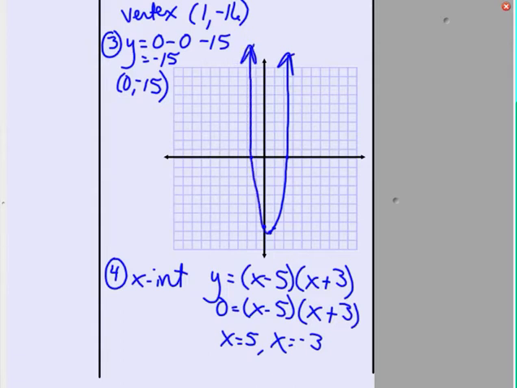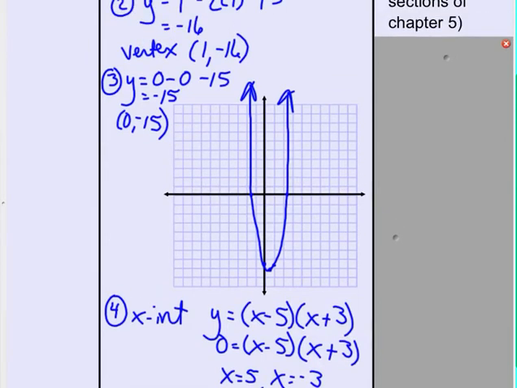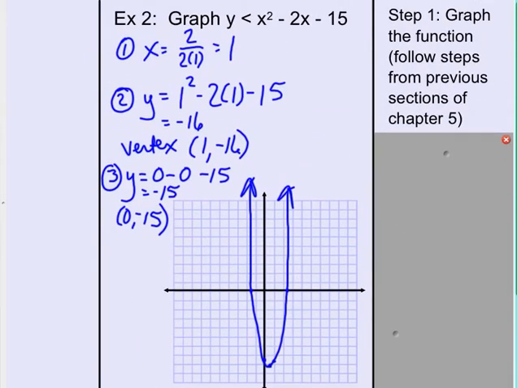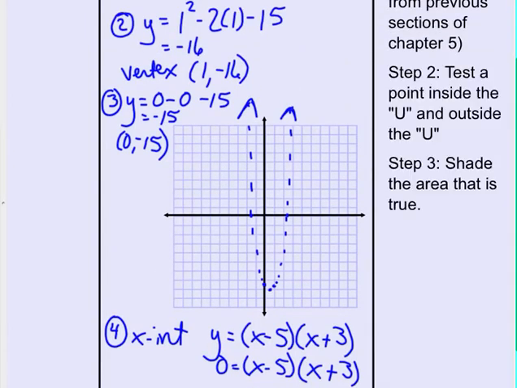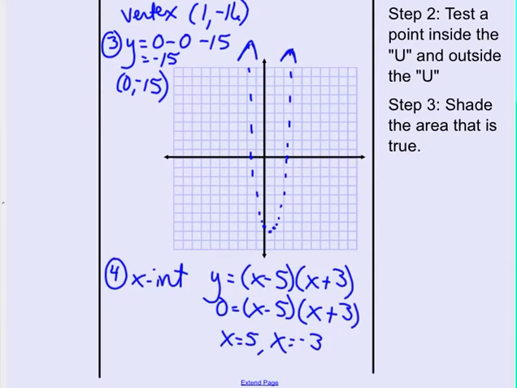Alright, and before I graphed, I should have asked myself, is it solid or dotted? And in this case, it is dotted. So I am going to redo my parabola. That's better. Alright, and then we need to test a couple of points and shade where it's true. So I'm going to test 0, 0, which is inside my parabola this time. And I'm going to go ahead and test 8, 0, which is outside my parabola.